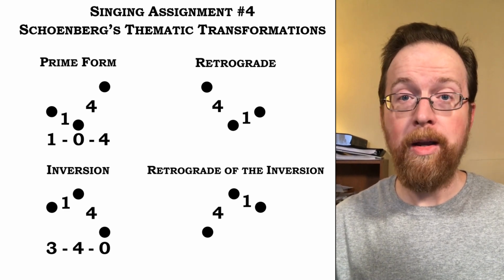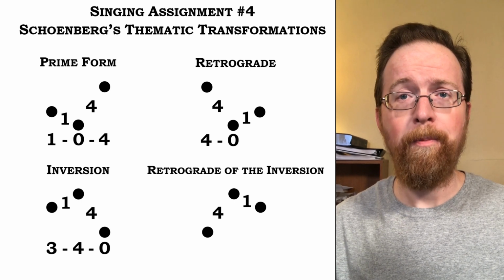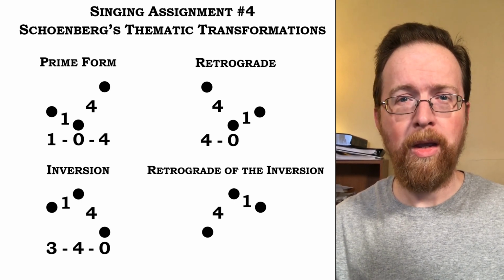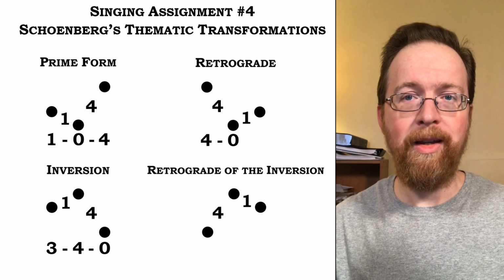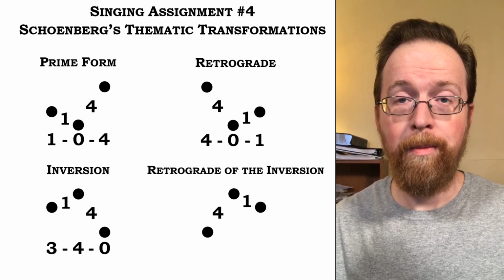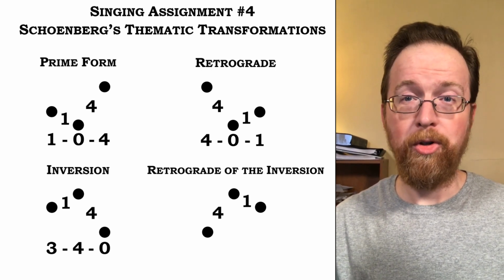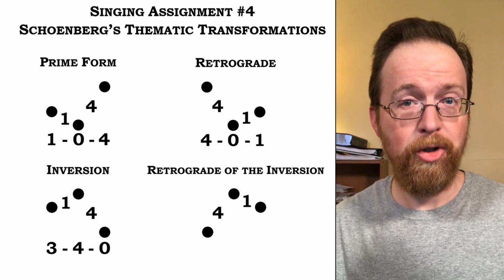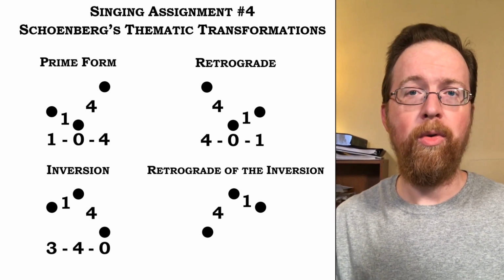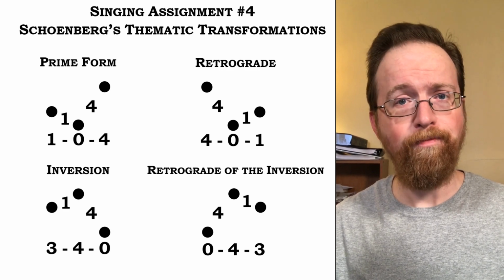Okay, retrograde begins with a descending major third as well. That's 4, 0, followed by the rising half step, 4, 0, 1. The retrograde of the inversion goes backward through the inversion. So that, of course, is going to be 0, 4, 3.